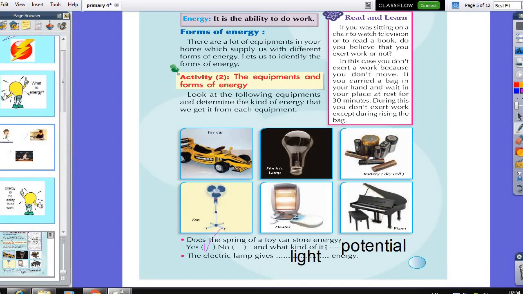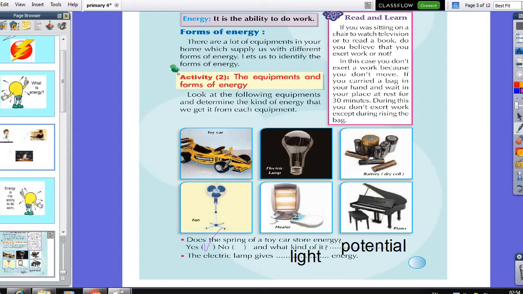Okay, let's talk about some forms of energy. In this activity we have some forms of energy and how the energy changes from one form to another. When I talk about the toy car, it contains something called a spring. When you rotate this spring, you do work.